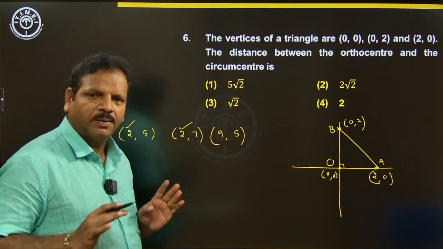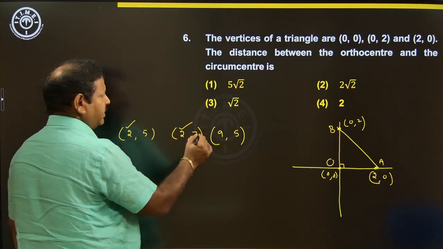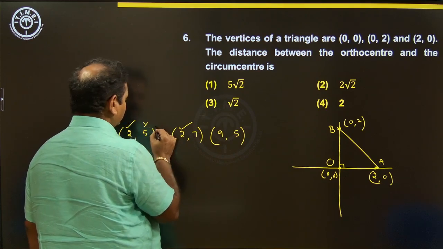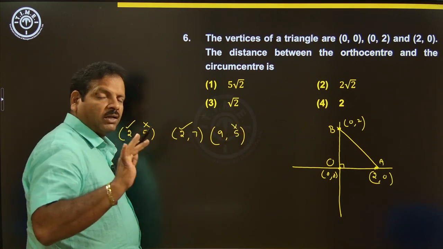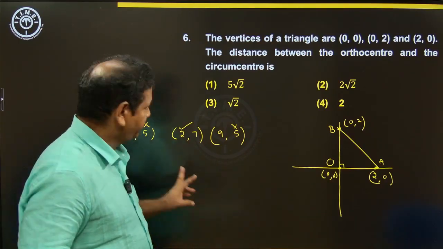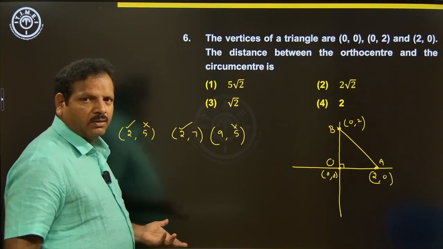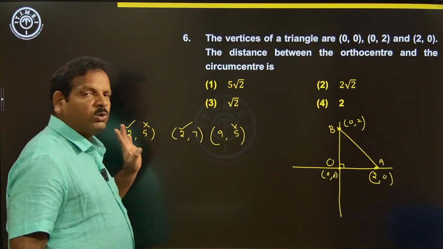Now compare the second coordinates 5, 7, 5. Are any two same? Yes. Put a marking on them. It is not about right or wrong, just a mark. If any point gets both the marks, 100% it is a right angle triangle. Where is the right angle? Right angle is at 2, 5.